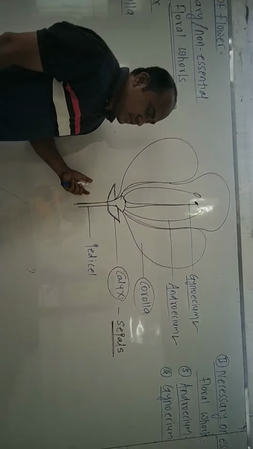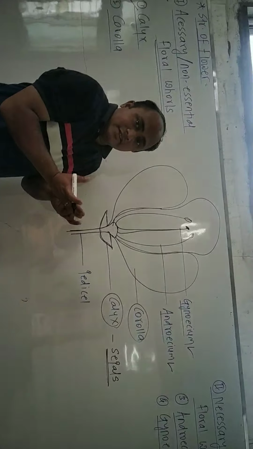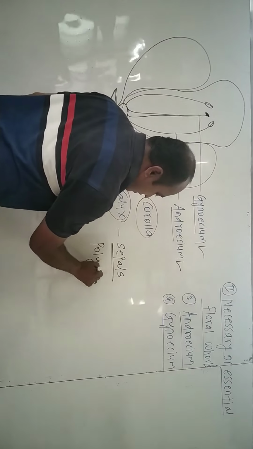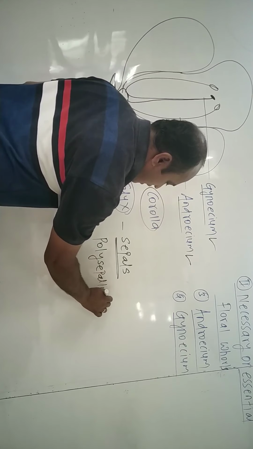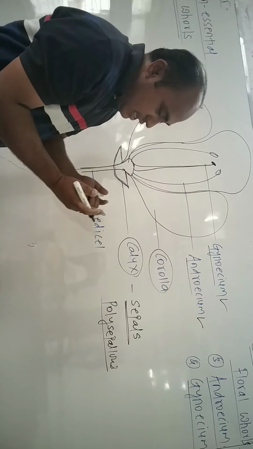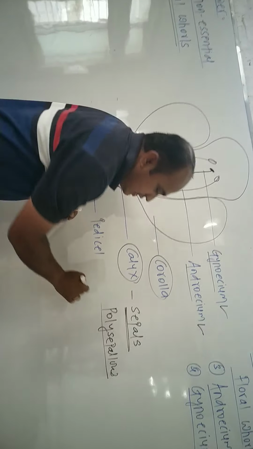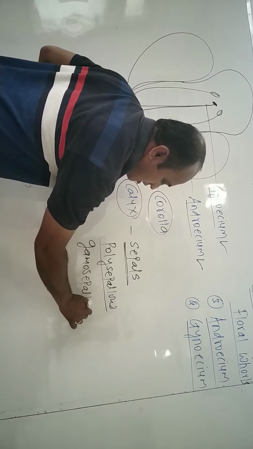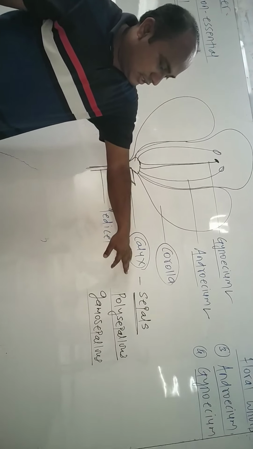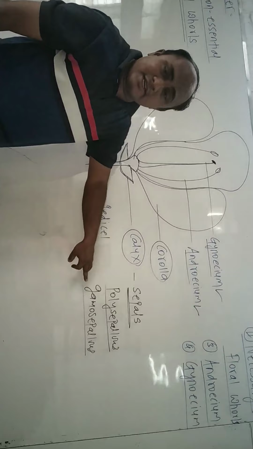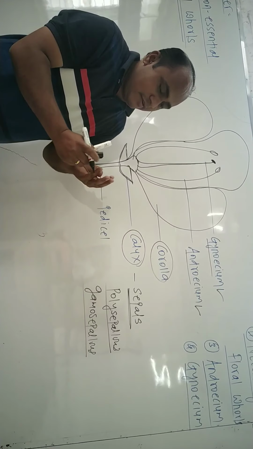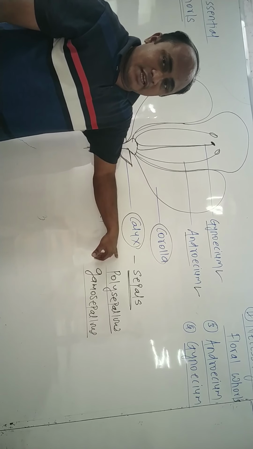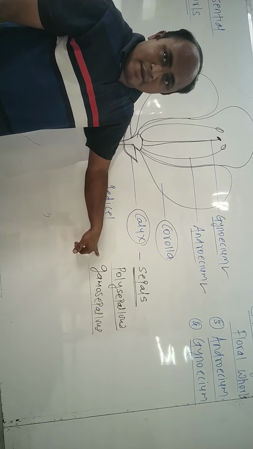If the sepals are free from each other, that condition is called polysepalous. If they are united or joined, that condition is called gamosepalous. There are two conditions: first is polysepalous and second is gamosepalous. If they are free from each other, just like our fingers, they are called polysepalous. If they are united or connected, they are called gamosepalous.